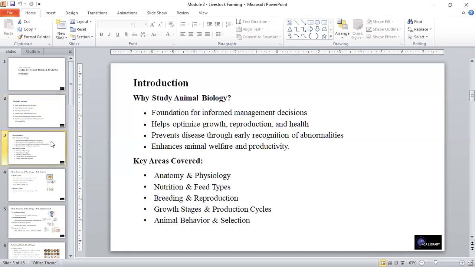Why do we study animal biology? It is a foundation for informed management decisions in livestock farming. Animal biology also helps optimize growth, production, and health. It helps prevent disease through early recognition of abnormalities. It also enhances animal welfare and productivity. So the key areas considered in the module involve animal anatomy and physiology, nutrition and feed types, breeding and reproduction, growth stages and production cycles, animal behavior and selection.